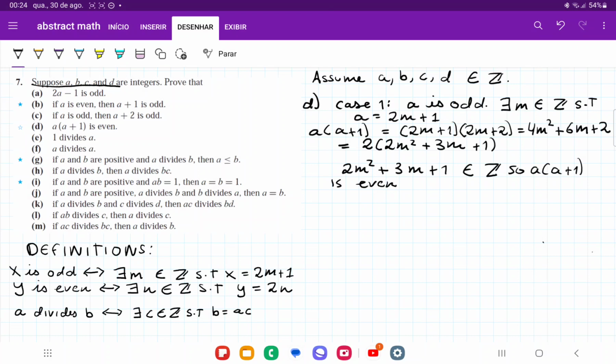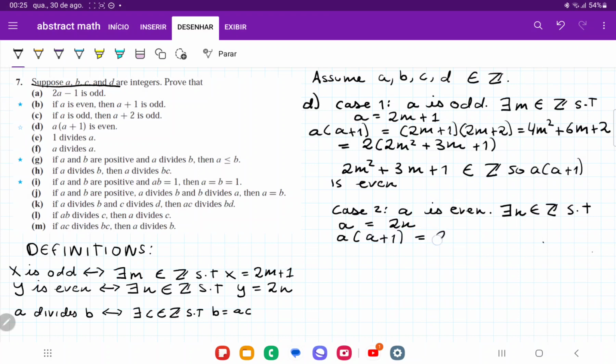Now let's look at case 2, which is when a is even. So then there exists an n belonging to the set of integers such that a is equal to 2n. And so we have that a times a plus 1 is equal to 2n times 2n plus 1. And now I'm just going to leave the 2 outside and distribute the n, which is equal to 2 times, let's see, that's going to be 2n squared plus n.